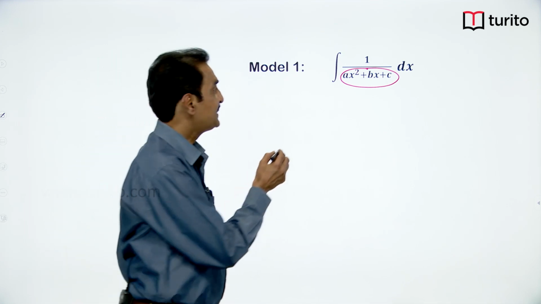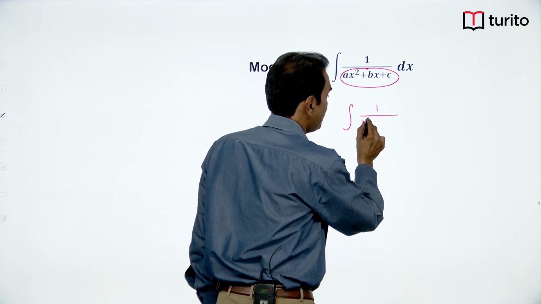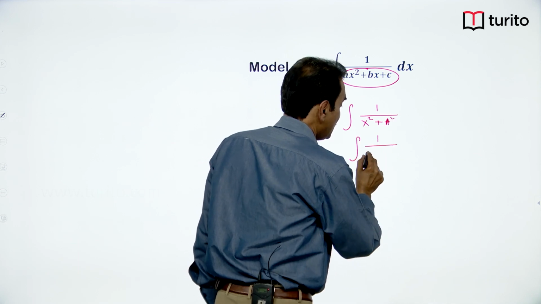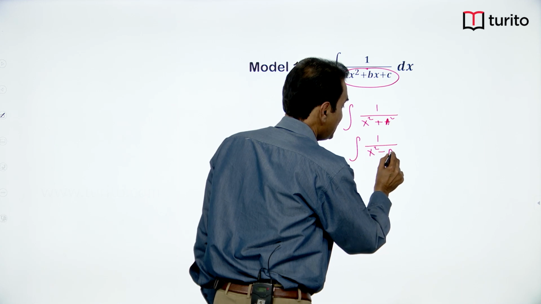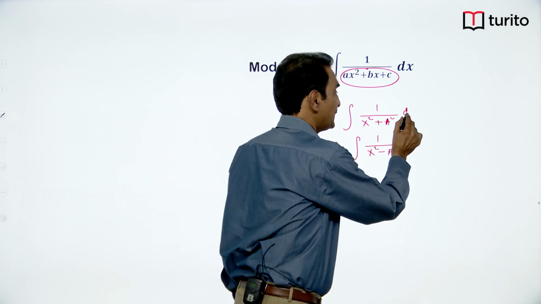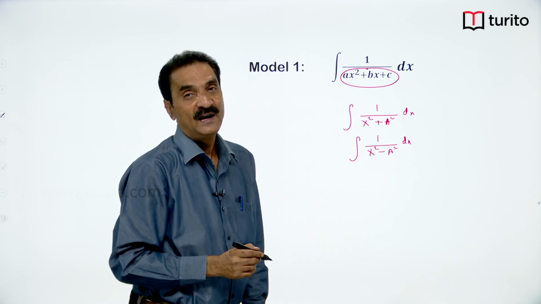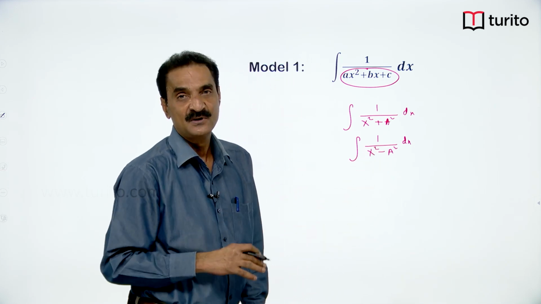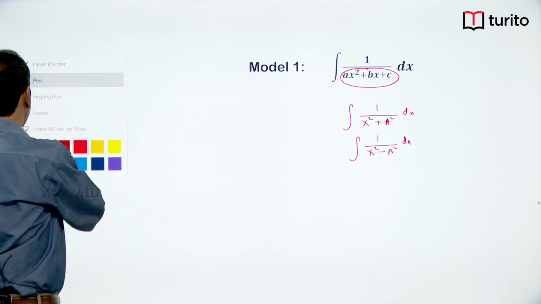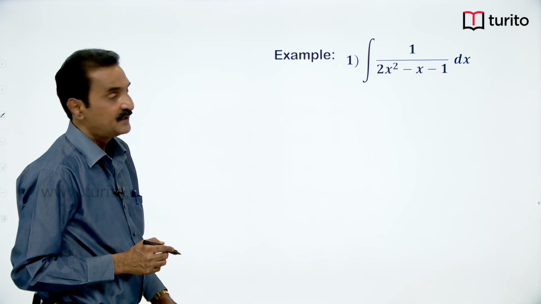If you write it as a perfect square, you will get integral 1 by x square plus a square or integral 1 by x square minus a square dx. Then we can integrate. This is 1 by a tan inverse x by a. This is 1 by 2a log mod x minus a by x plus a, and we solved two examples yesterday. This model we have solved.